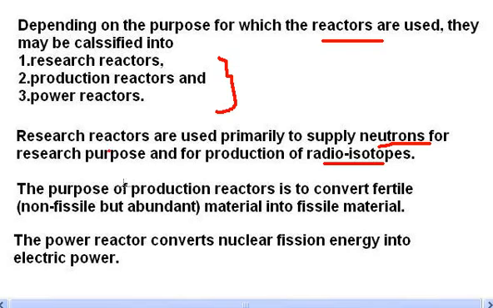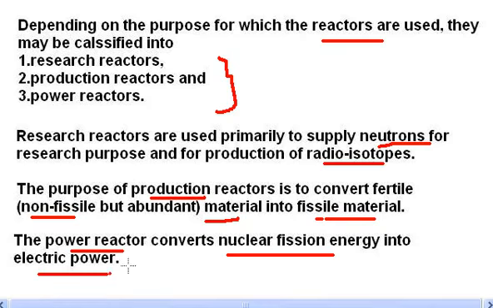Then the production reactor converts the non-fissile material into the fissile material, and that can be used in the nuclear reactor for the other nuclear fission reaction. The non-fissile material cannot be used directly, so that has to be converted into fissile material, and that is done by the production reactor. And there is another type of reactor known as the power reactor, which converts the nuclear fission energy into the electric power.